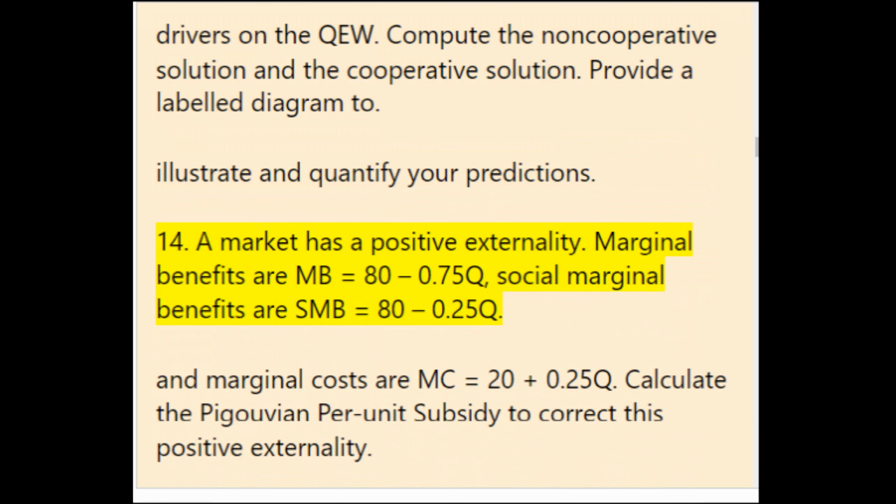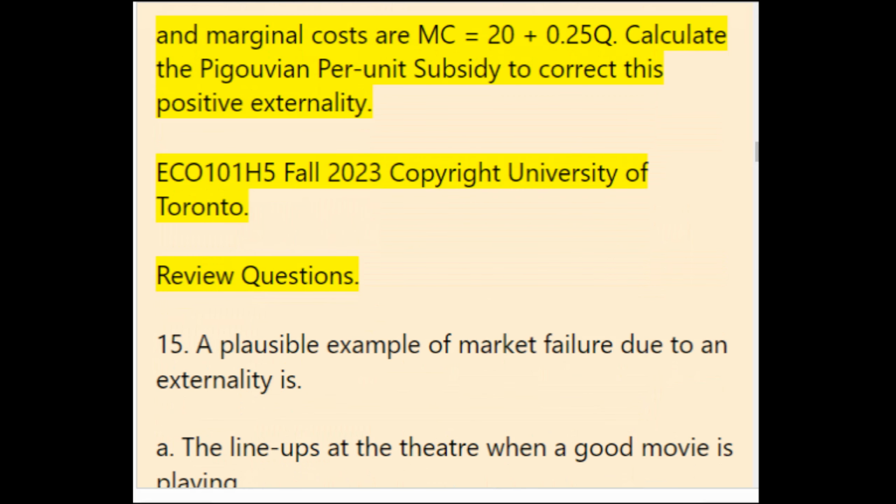14. A market has a positive externality. Marginal benefits are MB equals 80 minus 0.75Q, social marginal benefits are SMB equals 80 minus 0.25Q, and marginal costs are MC equals 20 plus 0.25Q. Calculate the Pigouvian per unit subsidy to correct this positive externality.